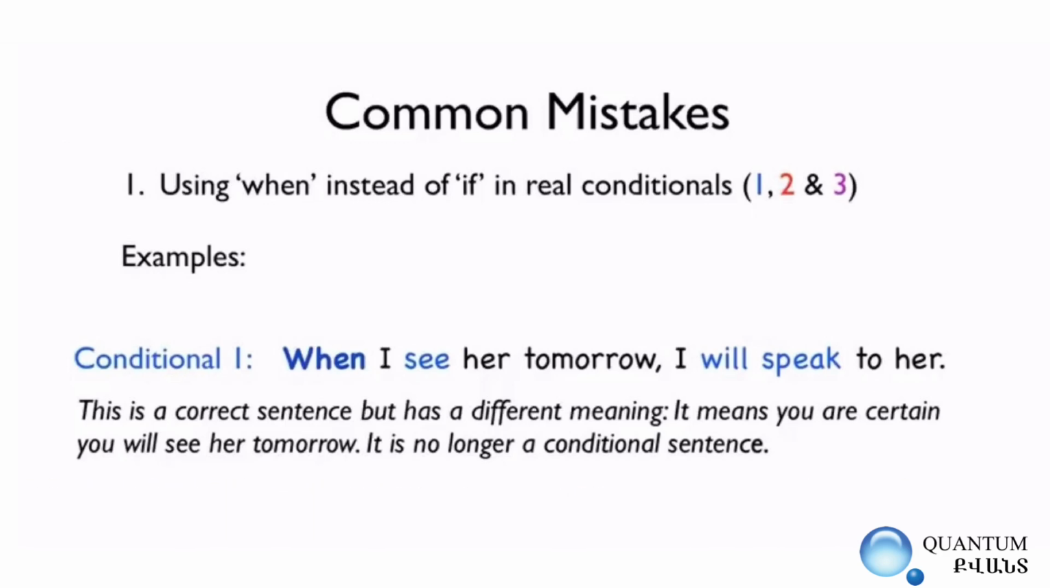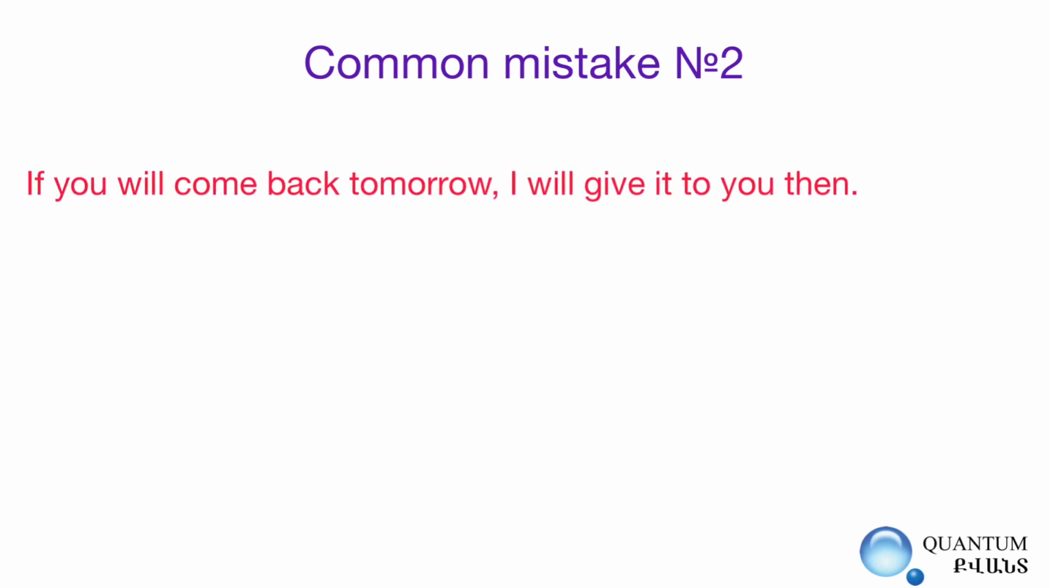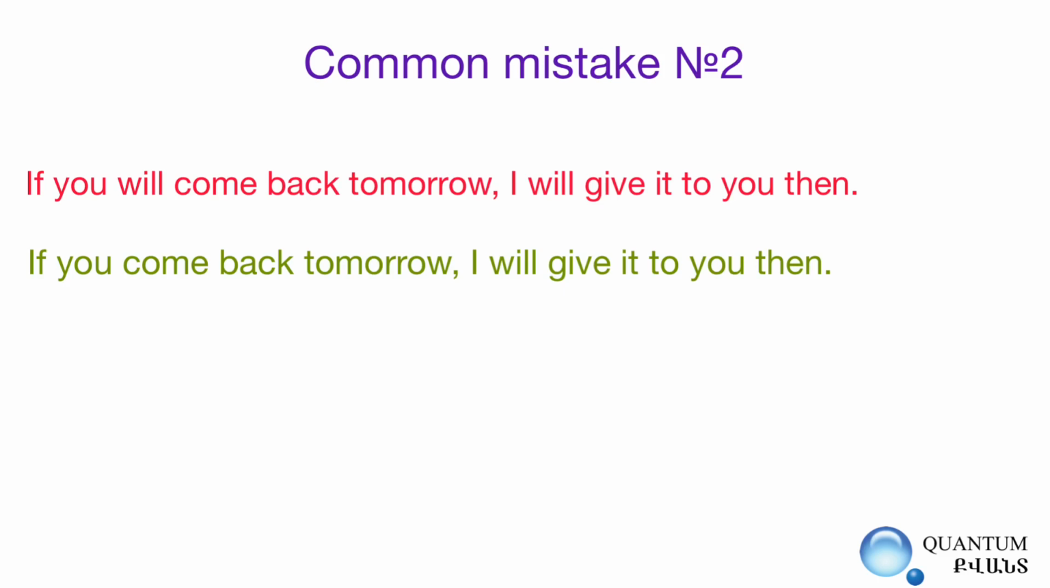And now let's have a look at common mistake number 2. So, when students use will or would twice, let's have a look at these examples. So the student has written, if you will come back tomorrow, I will give it to you then. So actually this is not correct, because in the if clause we cannot have will. So it should be, if you come back tomorrow, I will give it to you then.